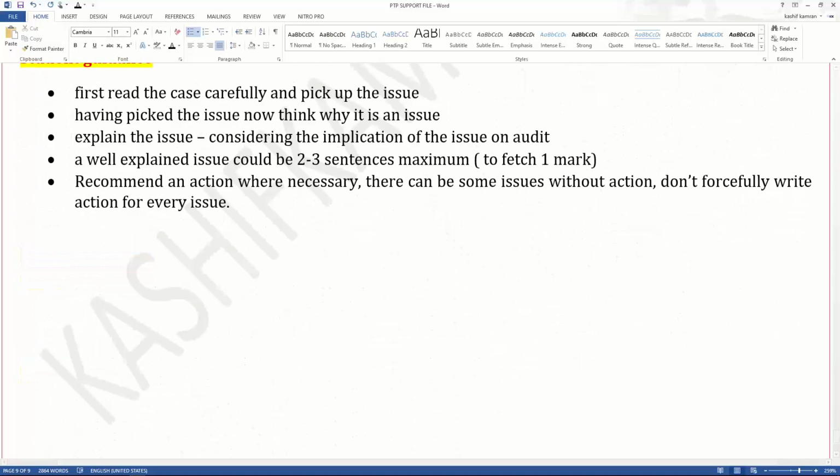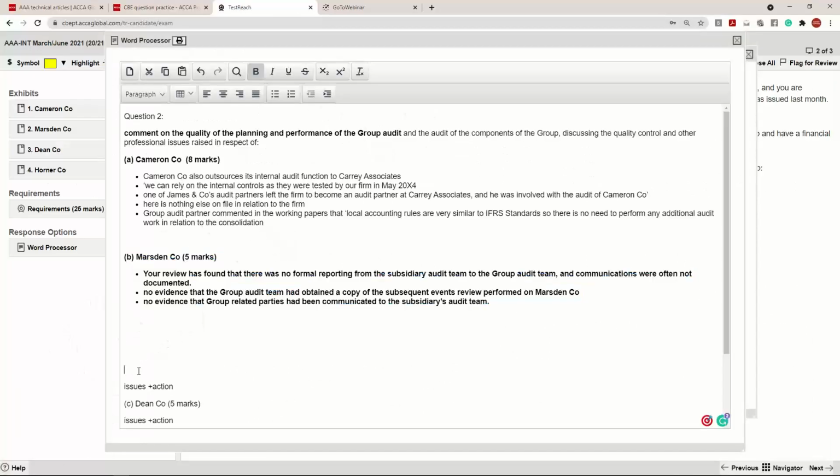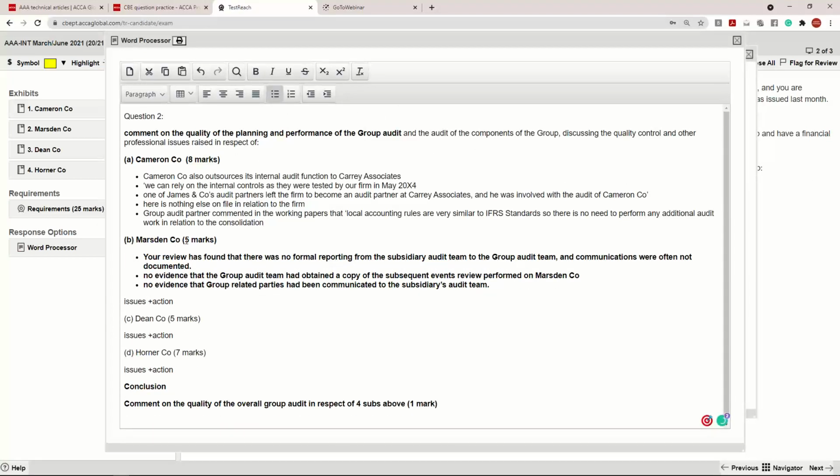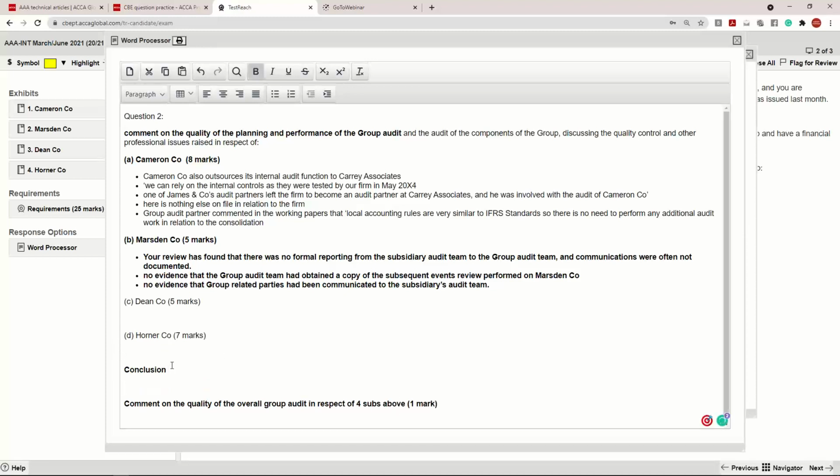See, this is how the format would look. You first put Cameroon company, then Marsden company, then the next one, Dean company, then Honor company. Once you complete the answer, you will give a conclusion at the end, because the question was asking you to comment on the quality of planning and performance of the group audit. Now, can we comment as a conclusion?